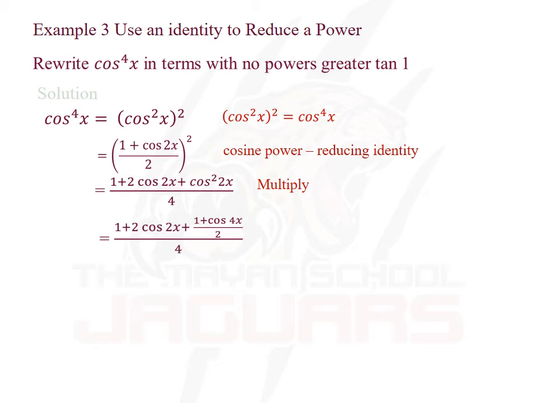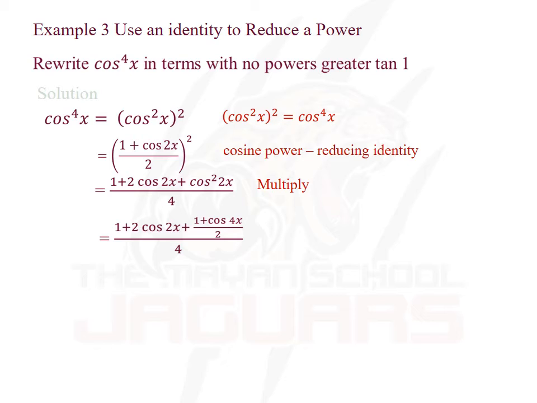Then, in the next step, once again, I can replace cosine squared of 2x using the power reducing identity. In this case, I'm going to use it with the argument 2x. So I continue with the simplification. This becomes 1 plus 2 cosine of 2x plus, instead of copying cosine squared of 2x, I'm going to copy (1 plus cosine of 4x) over 2. This is by using a power reducing identity for the cosine, all over 4.